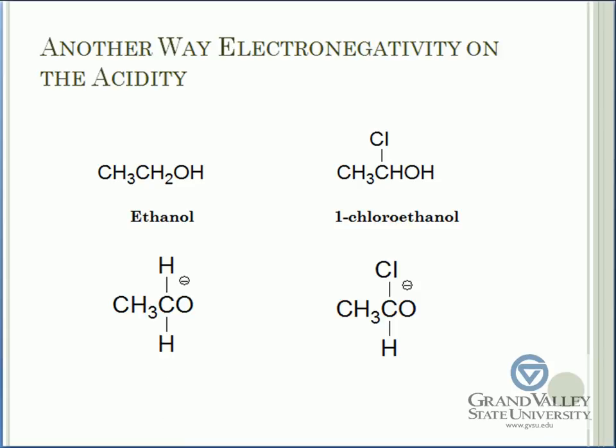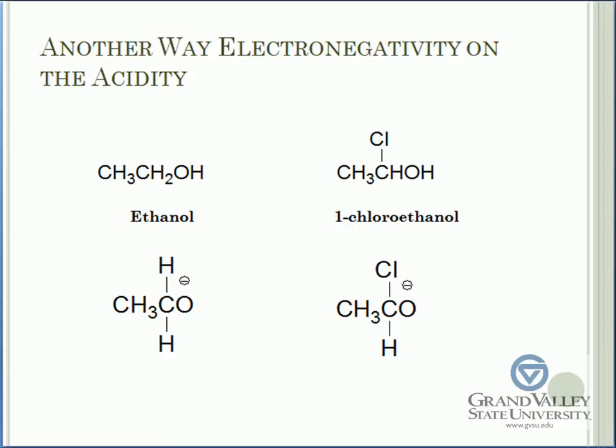When we compare acids that have hydrogen bonded to different elements in the same family, we can use size to compare the relative stabilities of the conjugate bases. We generally use size to compare anions in the same family. Size refers to the number of electron shells, n equals 1, 2, 3. The more electron shells, the larger the atom or ion.